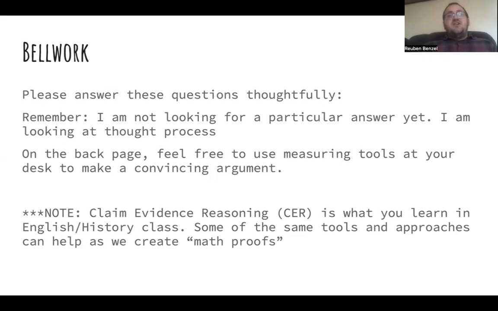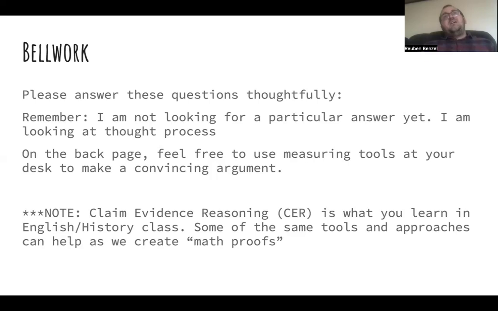So on your bell work today, what I want you to do is go through the front page and the back of the front page, and it will guide you through first thinking about what a proof is, outside of math class. Believe it or not, if you've used claim, evidence, reasoning in English or history class, you have done some elements of proof thinking already.